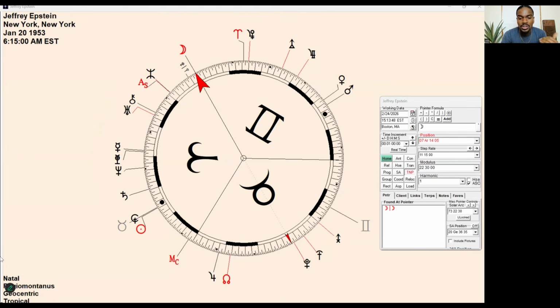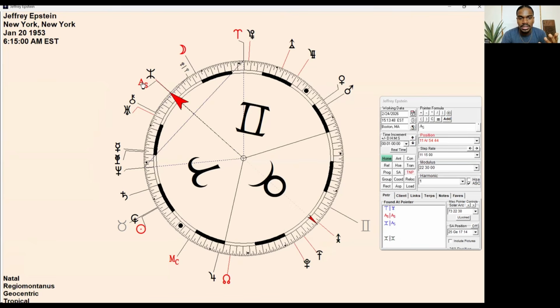Now, as we take a look at the final personal point within this, we see that his ascendant is in a conjunction with Poseidon. And once again, on the 90-degree dial, a conjunction can be either a square, an opposition, or a conjunction.